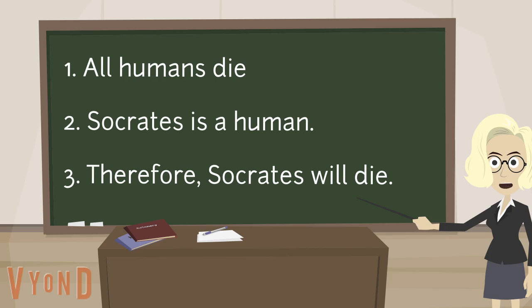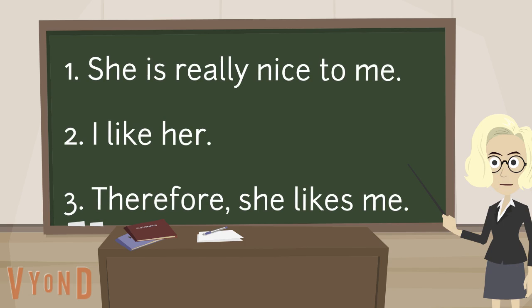But logic gets really sloppy sometimes, especially in matters of the heart. Take my niece and her friend. You can see his attempted logic. She is really nice to me. I like her. Therefore, she likes me. But do you see how this doesn't actually work? The first two ideas do not actually add up to the third. We all know that just because someone is nice to you doesn't mean they like you romantically.